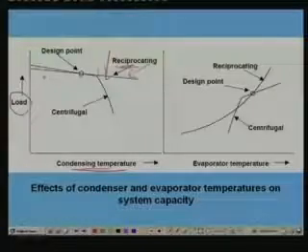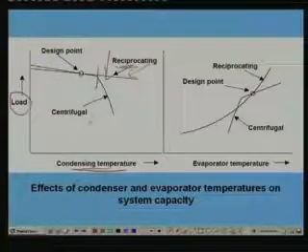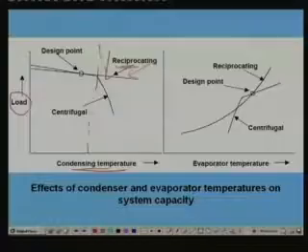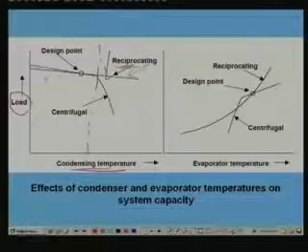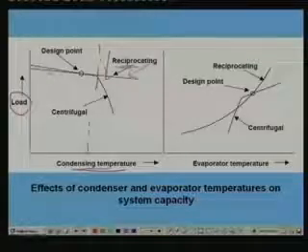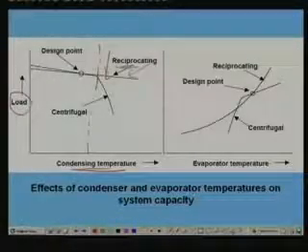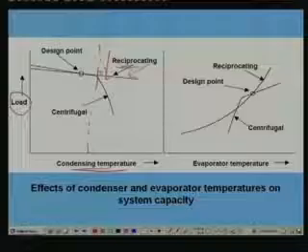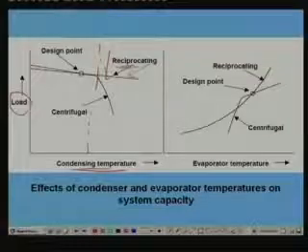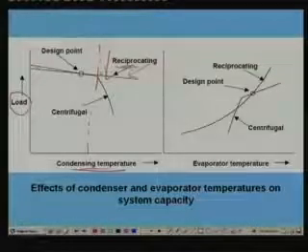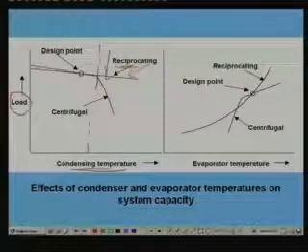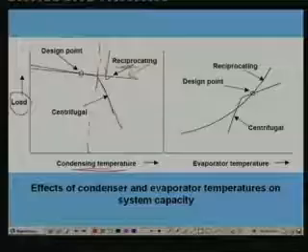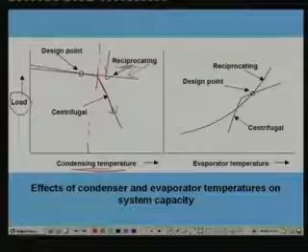You find that up to a certain point, just like the reciprocating compressor, for this centrifugal compressor also refrigeration capacity reduces as condensing temperature is increased. This is more or less linear, and in fact the variation is not too much. So this is almost similar to a reciprocating compressor, but beyond a certain point there is a sudden drop in the capacity of the centrifugal compressor.